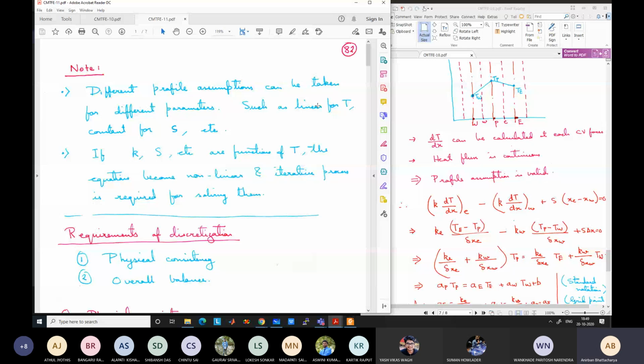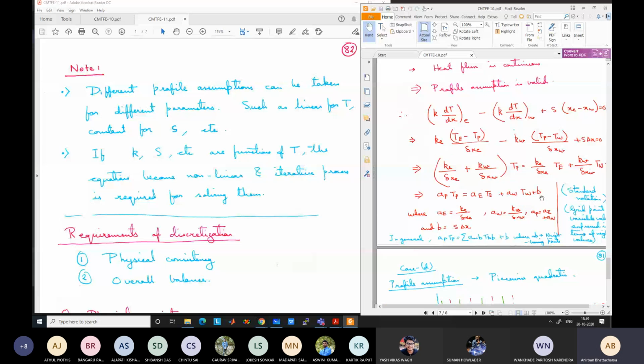Second point is that if K or the source term, which are part of this equation, in the form of coefficients, are functions of T, then the coefficients themselves become functions of T. AP, AE, AW, B will become functions of T. If AP, AE, AW become functions of T, then the equation becomes non-linear and some iterative process is required for solving them. You cannot directly solve.